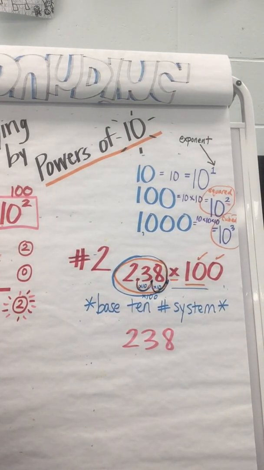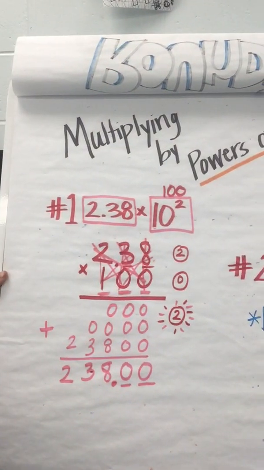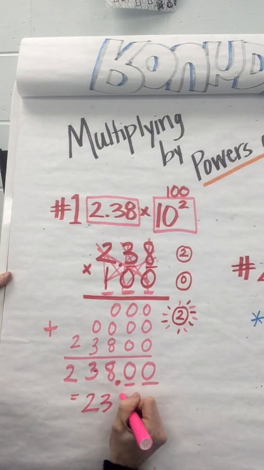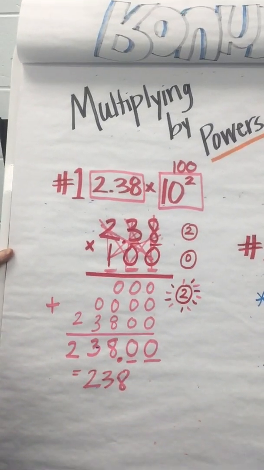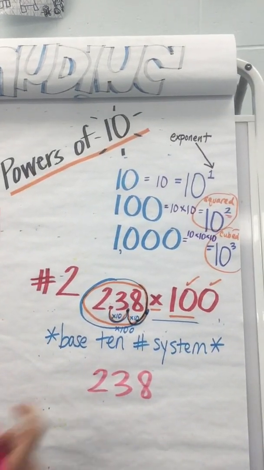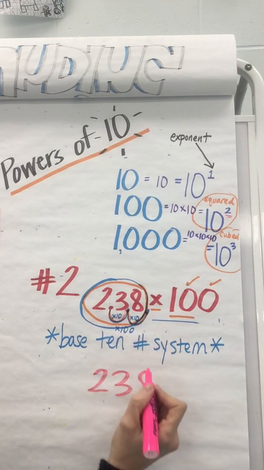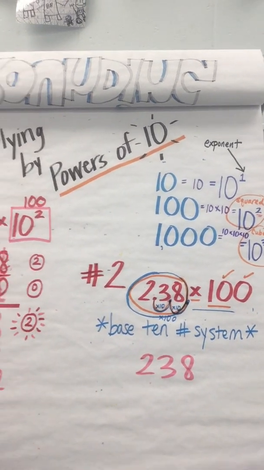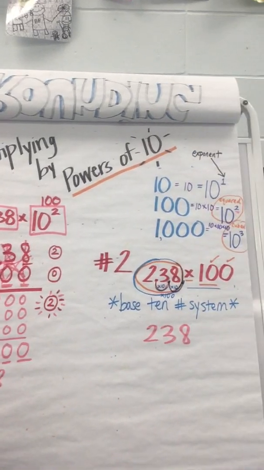238. So wait, which method do you like better? This one, where, by the way, I got 238 whole, or this one, where I just moved the decimal, and I got 238 whole. Okay, so today, this is the skill we're going to be using, but I want you to think about which method you're going to want to use to solve.